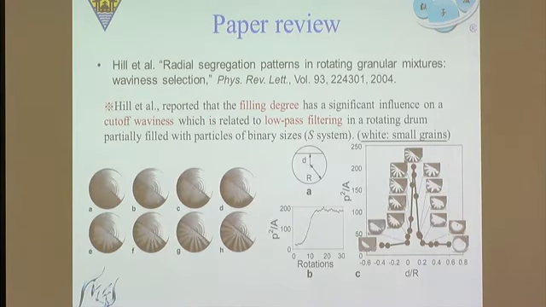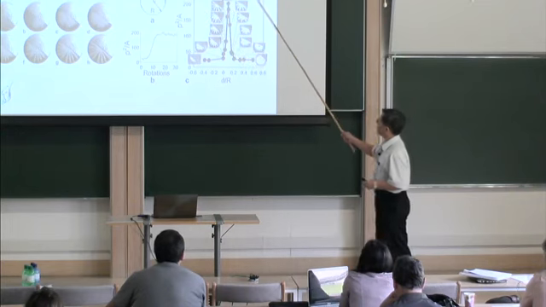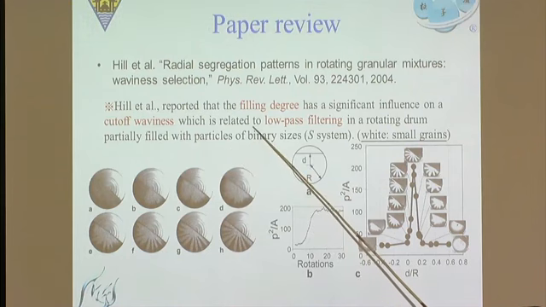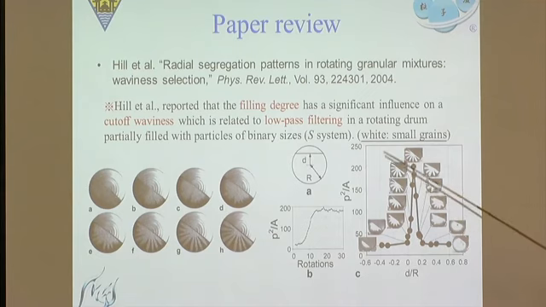And then the third paper is by Hill et al. They reported that the fill degree, which means how many particles we put inside the drum, has a significant influence on the cutoff of waviness, which is related to low-pass filtering in a rotating drum. So the p squared divided by a, I will explain later, but you can see this represents how many streaks exist in the drum.